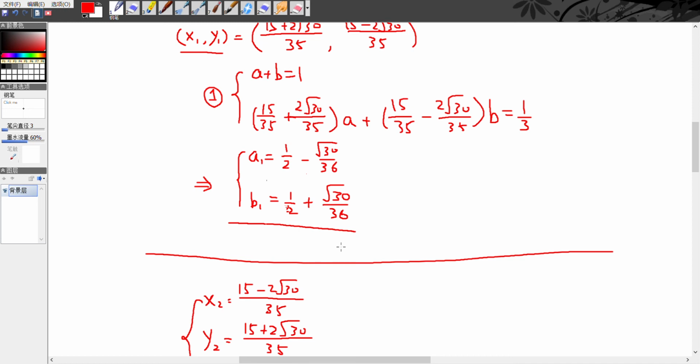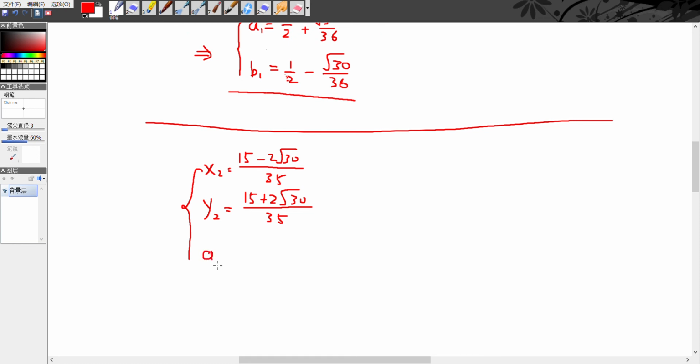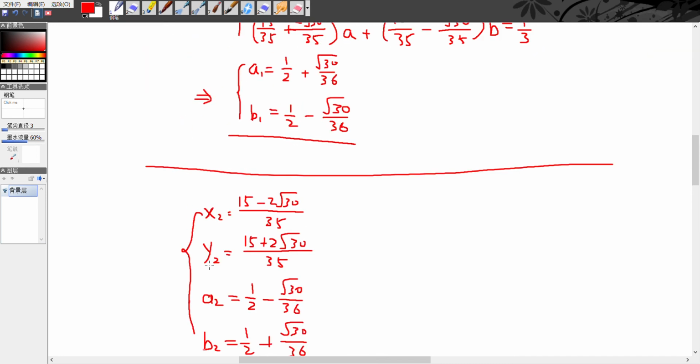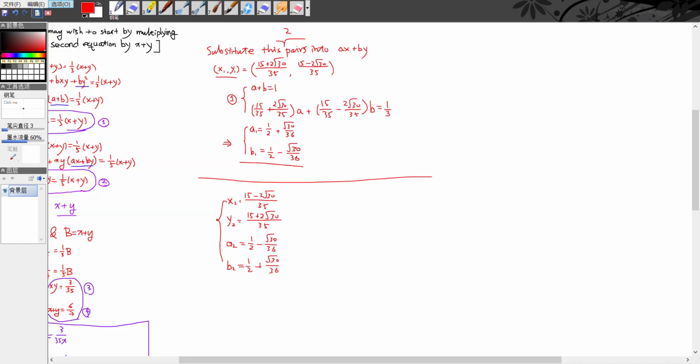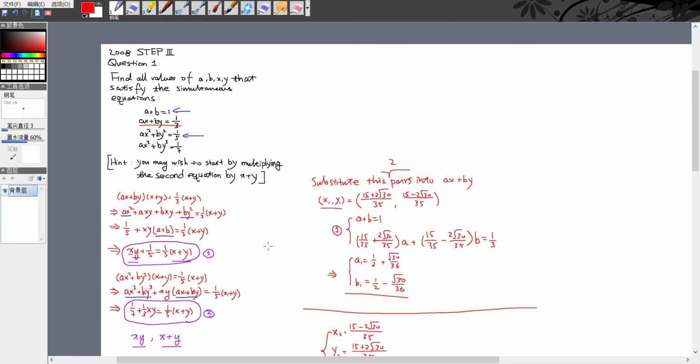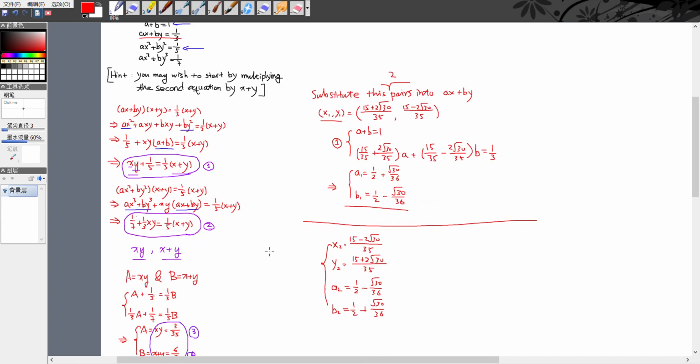Sorry, I made a little mistake. This one should be plus, and this one should be minus. And here, this little a should be minus, and this little b should be plus. Okay, so this is the result of our 2008 step 3 question 1.